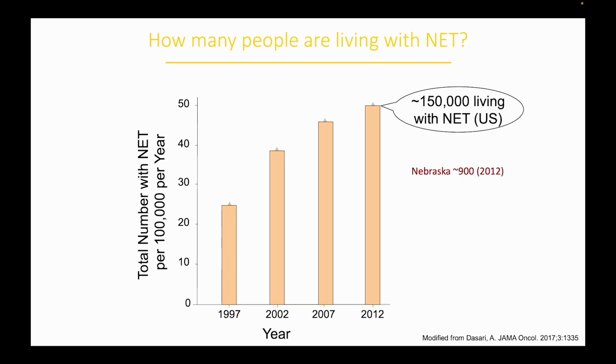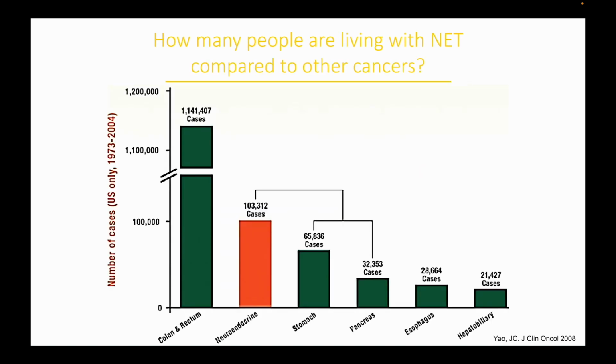If you think about how many people, however, are living with neuroendocrine tumors, again in 2012, 150,000 people in the United States, 900 people in Nebraska with these tumors. And that turns out to be more people than are living with stomach cancer and pancreas carcinoma, because although stomach carcinoma and pancreas carcinoma are much more frequent, people die much quicker, and therefore they don't live as long, and therefore there are fewer of those people living with those cancers.